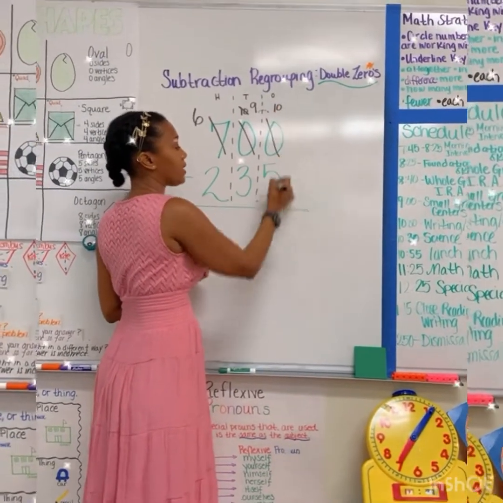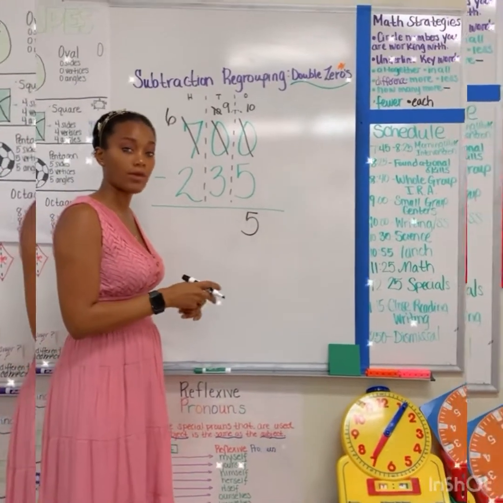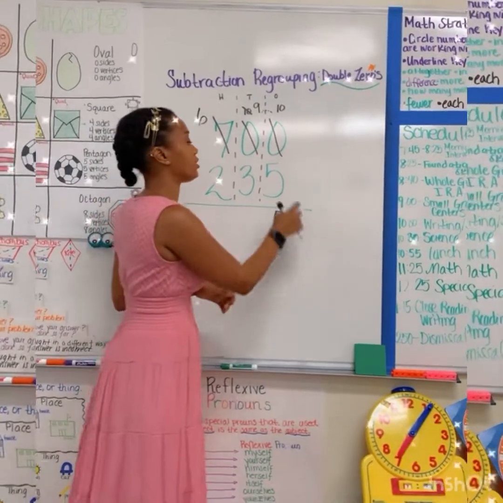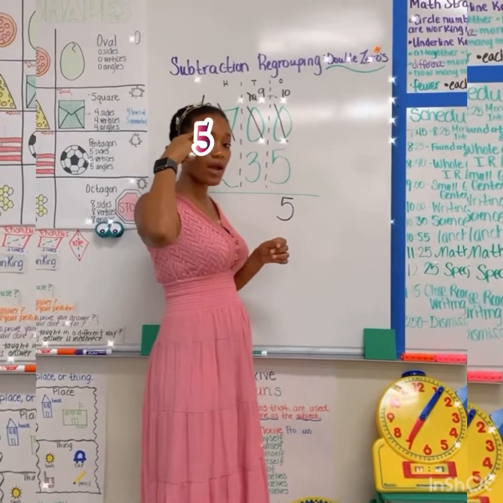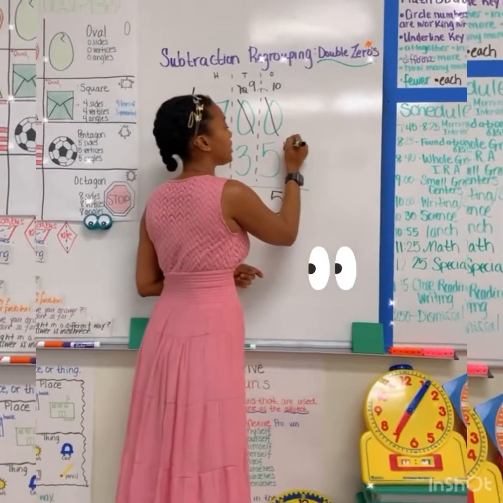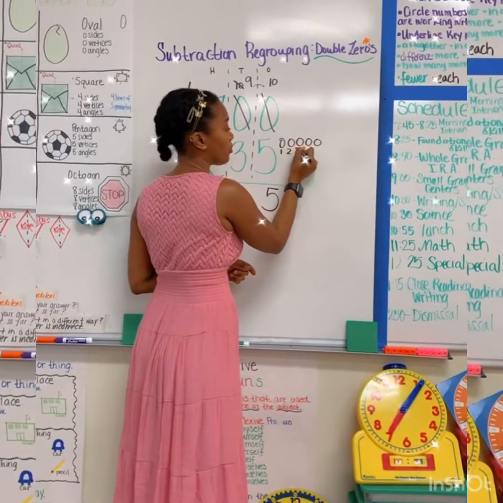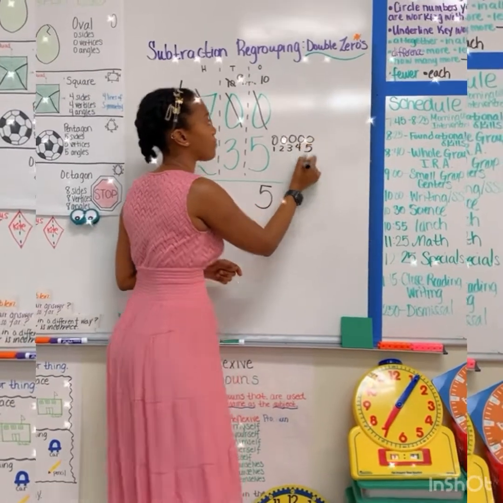I'm going to take 10 minus 5, which is 5. If you did not know that, again, you can use the count on method. You can start at 5, say 5 in your head, and then count up to 10. So that would be 5, 6, 7, 8, 9, 10. That's 1, 2, 3, 4, 5.